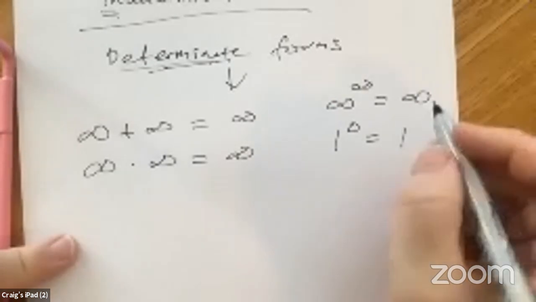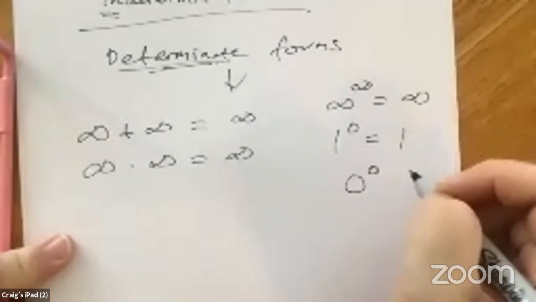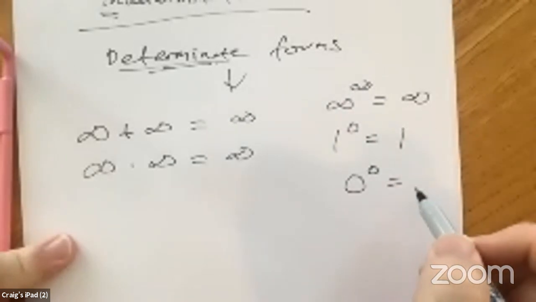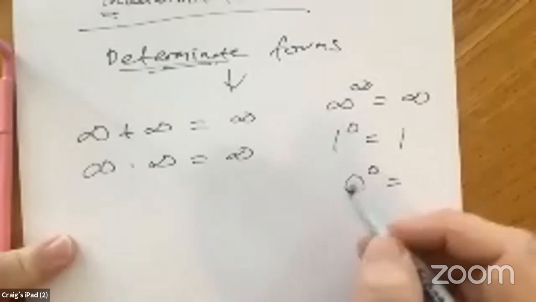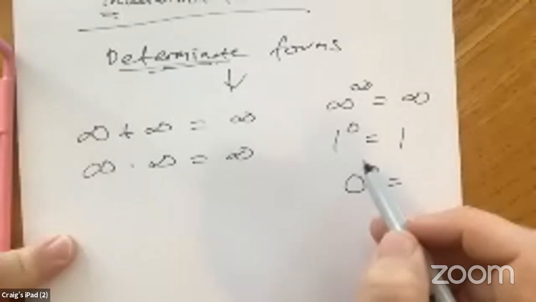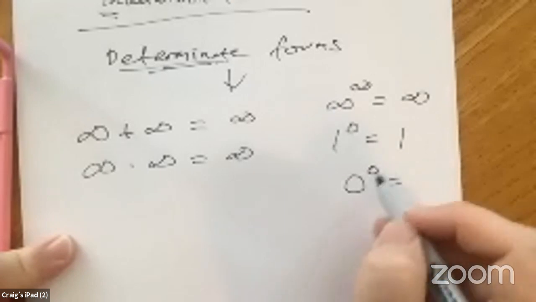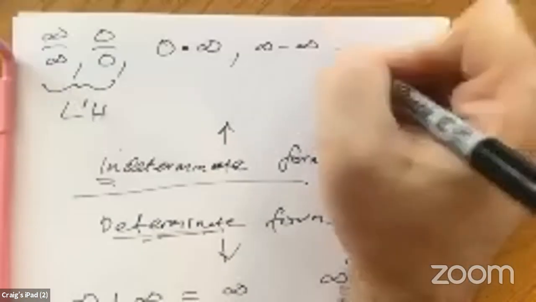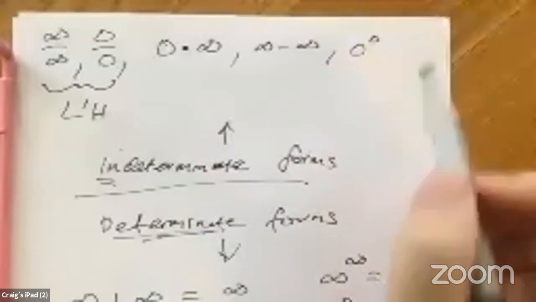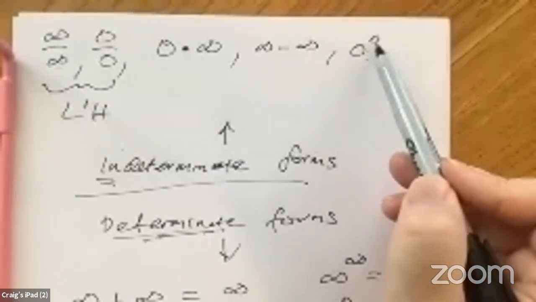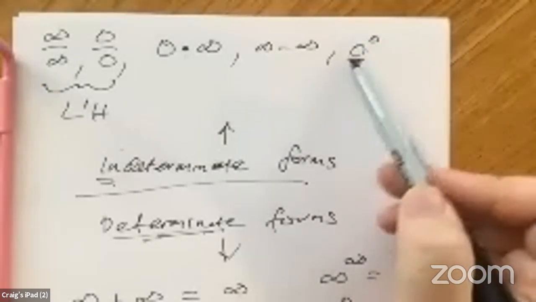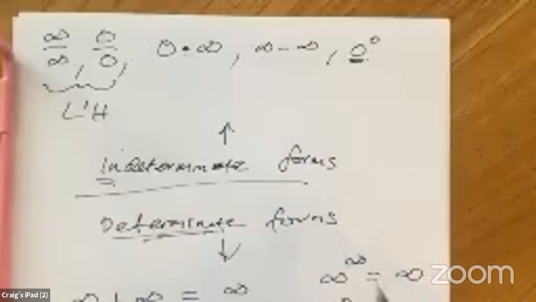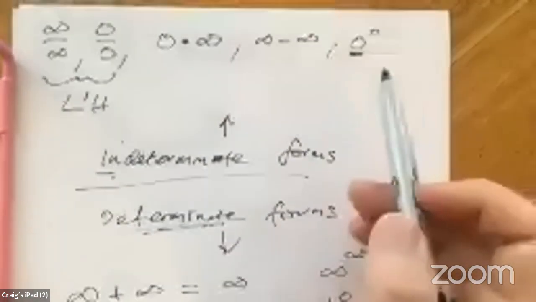What about 0 to the 0 power? 0 to the 0 power is always... well, 0 to anything is 0, but anything to the 0 power is actually 1. So it turns out, no, that's not a determinate form. That's an indeterminate form. Depending on how fast the exponent goes to 0 and how fast the base goes to 0, it could turn out to be anything. So we leave that as an indeterminate form.